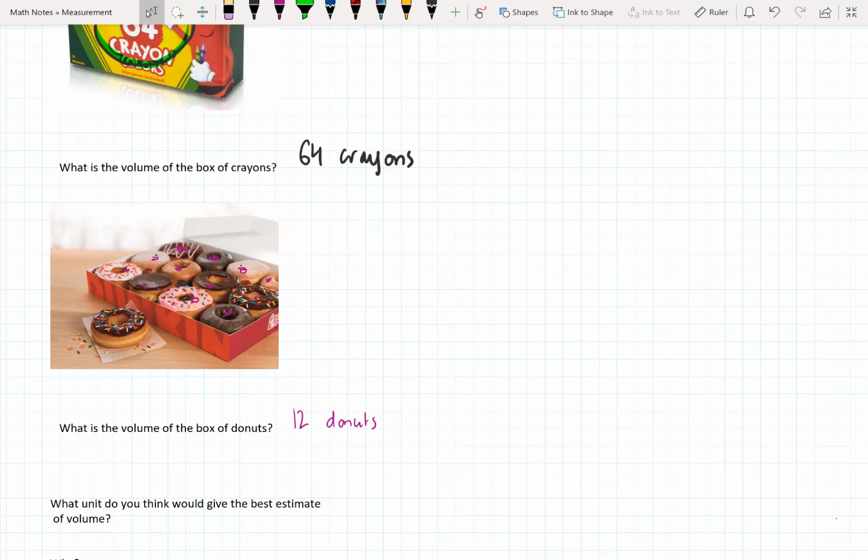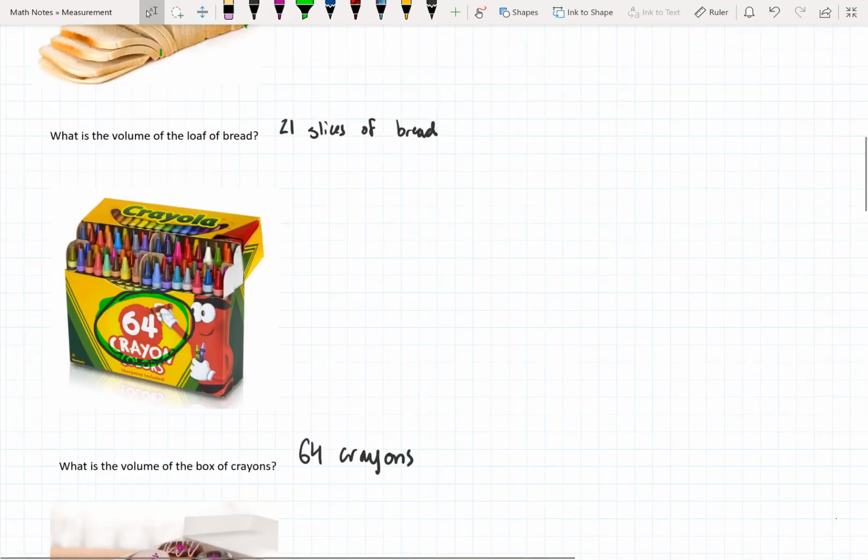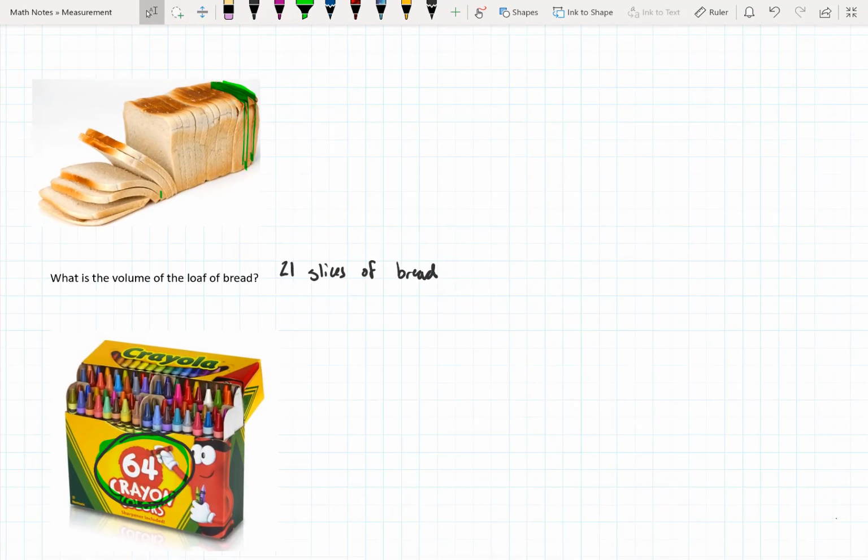My next question is, what unit do you think would give the best estimate of volume? Do you think it would be the donuts? Do you think it would be the crayons? Or do you think it would be the slice of bread?